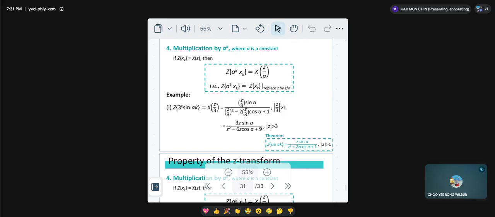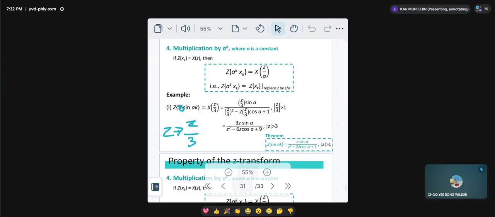This one we have seen just now, sine ak, right? If you do the z transform of sine ak, you get z sine alpha over z square minus 2z cos alpha plus 1. In this case, with the multiplication term, you know that you need to replace the z with z over 3, because the term is 3 here.